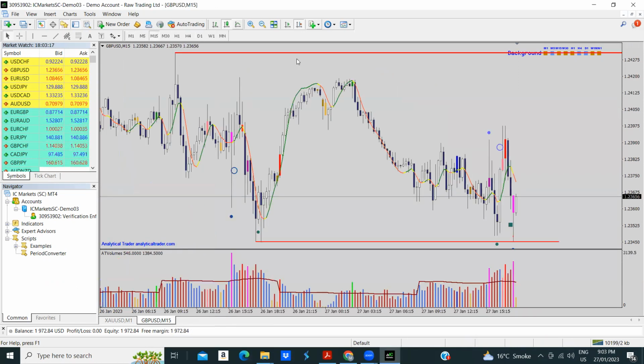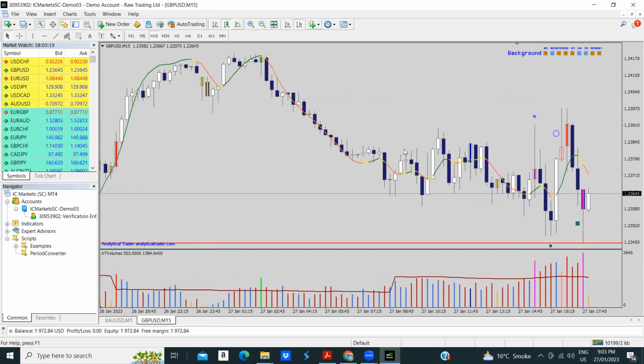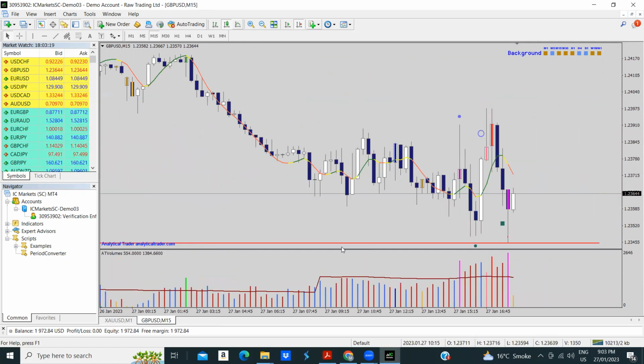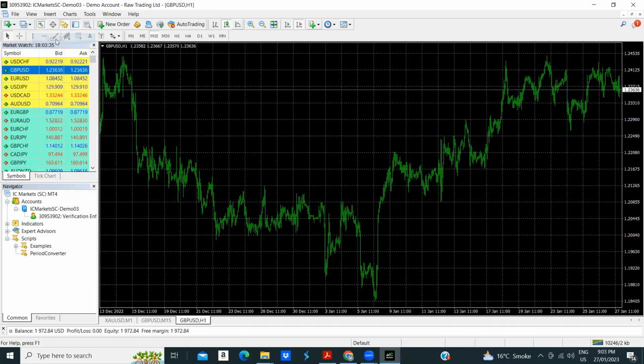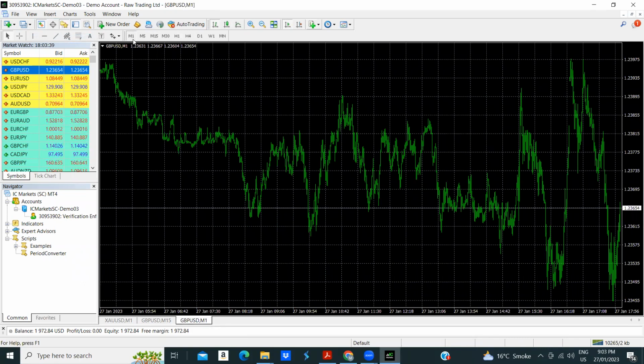To change to 3-minute, I have to use the period converter first. Then I open the offline chart, right? What I suggest is you open the 15-minute here. This is a standard chart, which you will not change. For the other one, you just copy GBP/USD, go to File, and New Chart. On the new chart, open GBP/USD again and set it to a 1-minute chart. This is the tip which I tell you.